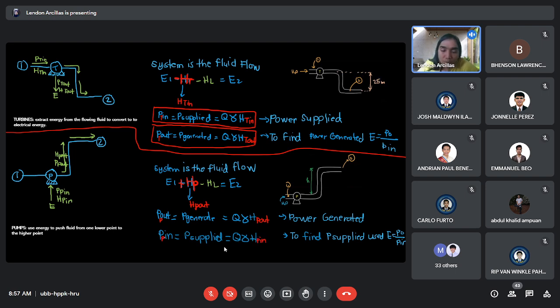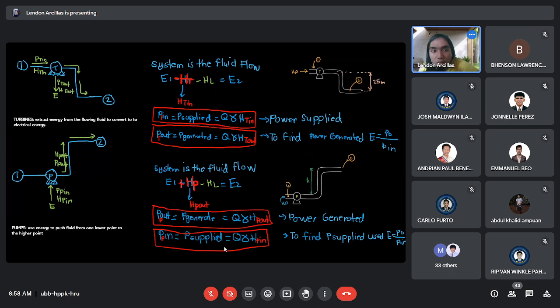To find the value of power of the pump inside or the power supplied of the pump, kailangan lang natin ng efficiency since meron naman tayong makukuha na power pump out. I-divide lang natin yung power of the pump generated to the efficiency. So, this is the formula. And this is the power supplied and power generated. So, yun yung pagkakaibahan ng pump tsaka sa turbine.